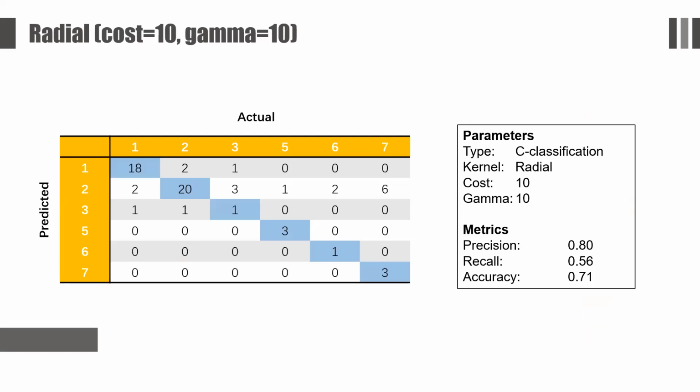We analyze the best one in detail. This is the confusion matrix of the best model. The diagonals are marked in blue to indicate the number of correct predictions. I take type 1 as the example. There are 21 type 1. 18 are correctly predicted, 2 are wrongly predicted as type 2, and 1 is wrongly predicted as type 3. And then my group member will continue.